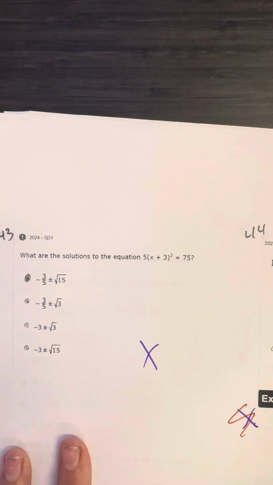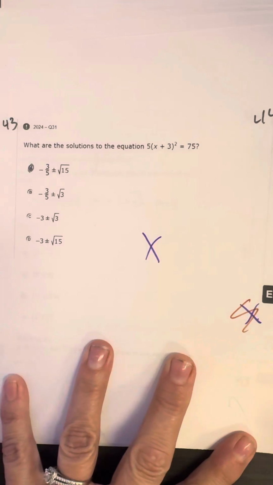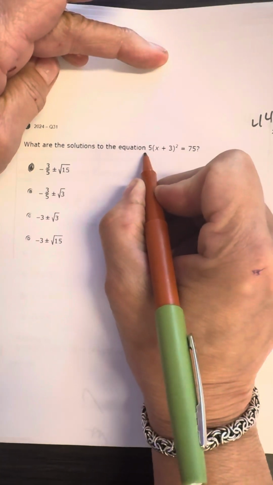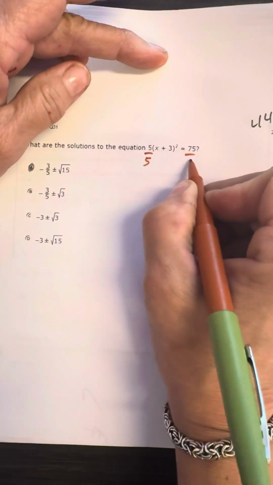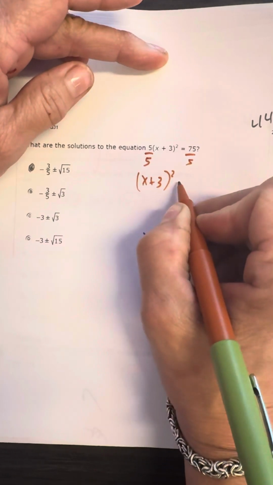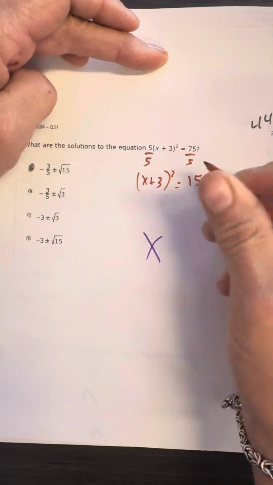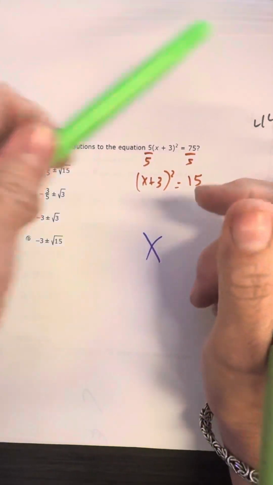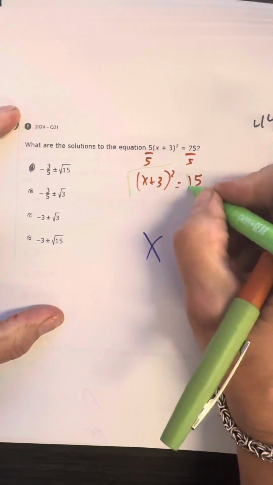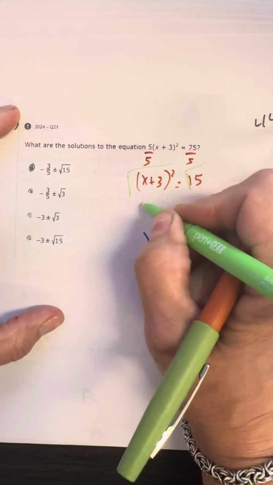So this one can be done 2 different ways. First off, to find the solution, you're solving for x. So opposite of multiplying times 5 is dividing. So you have x plus 3 squared equals, and 75 divided by 5 is 15. And then the opposite of squaring something is the square root. And so you take the square root of both sides. So when you do the opposite, it ends up coming out of the radical.